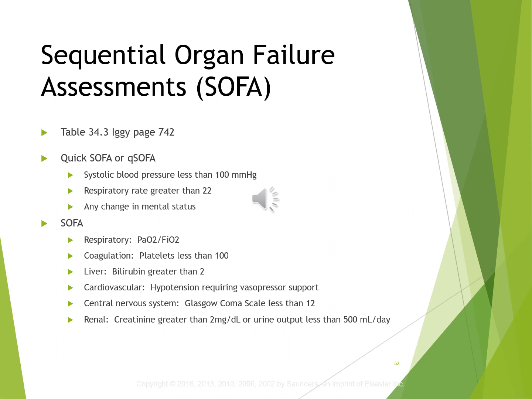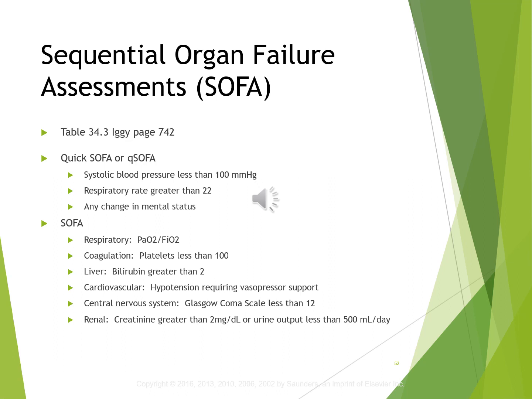Okay, so the quick SOFA has systolic blood pressure less than 100, respiratory rate greater than 22, and any changes in mental status. So that's just a rapid thing that you can do, and if you see that, it should be an alert to you that, hey, my patient may be becoming septic. And in the SOFA, for respiratory, you look at the PaO2 and the FiO2. You look at coagulation, things like, are the platelets less than 100? Liver, bilirubin greater than 2. Cardiovascular, you have hypotension that requires vasopressor support.